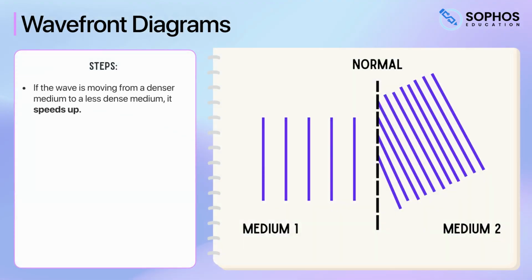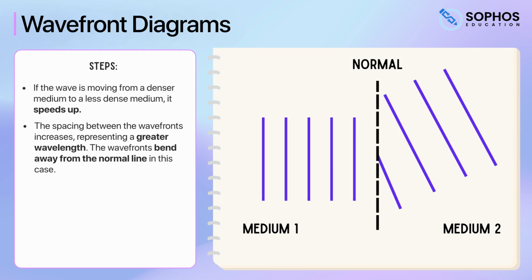Conversely, if the wave is moving from a denser medium to a less dense medium, it speeds up. The spacing between the wavefronts increases, representing a greater wavelength. The wavefronts bend away from the normal line in this case. To represent this bending, draw the wavefronts in the second medium, keeping in mind the change in spacing.